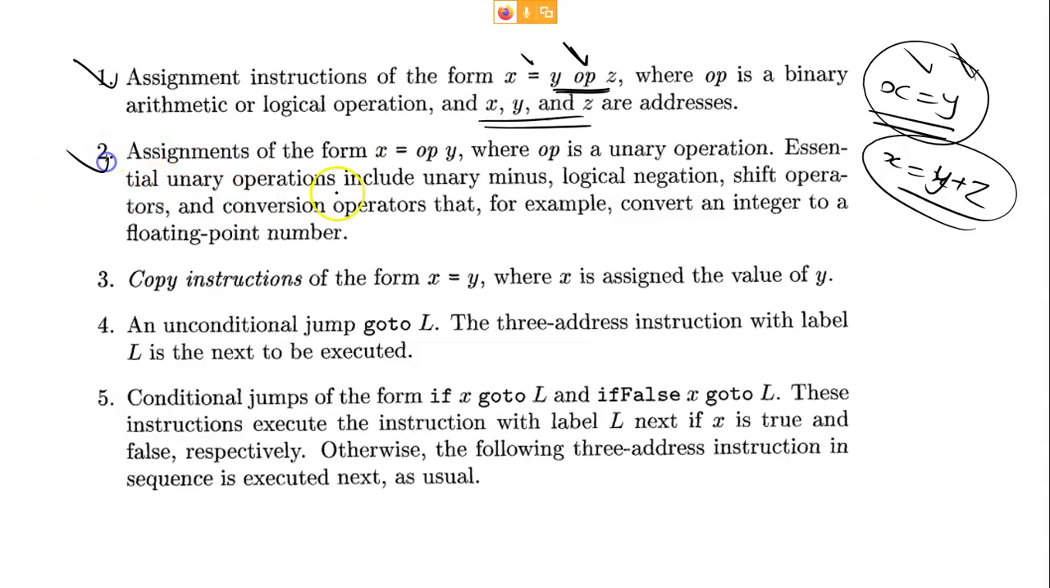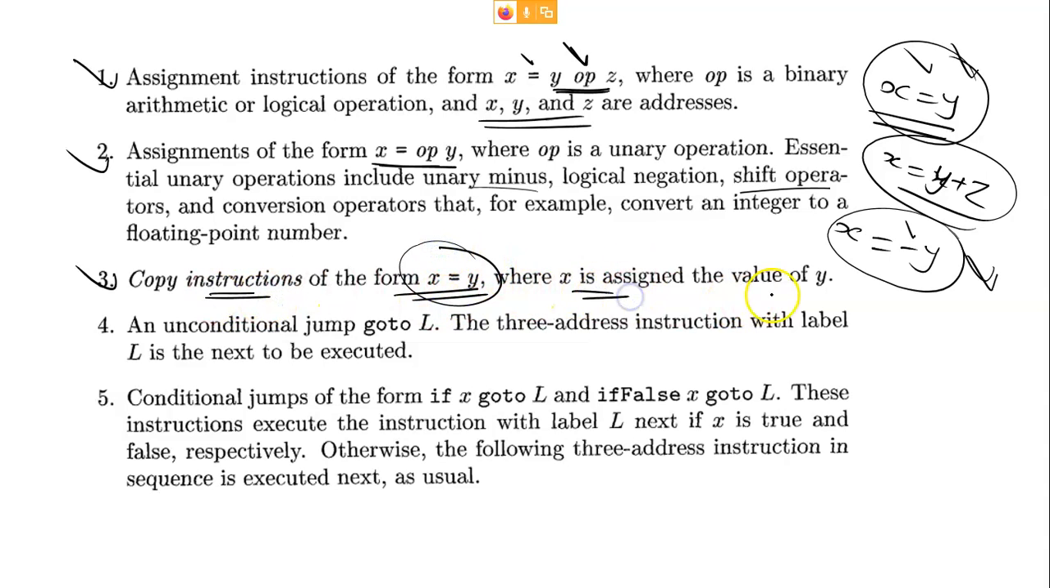Next, when you have this type of instruction, x is assigned the value minus y, where this minus is a unary operator. So this type of instruction is also allowed, and it is also 3 address code. Of course this minus could be any unary operator: logical negation, shift operation, conversion operation, any of these types of operations. So this type of instruction is also a 3 address instruction. Next, the third assignment instruction is the copy instruction, x equal to y.